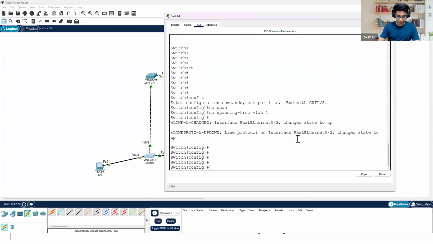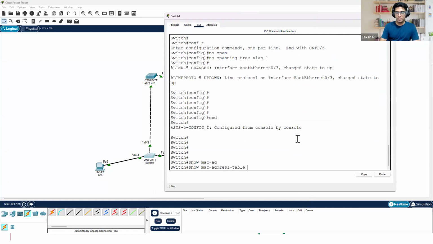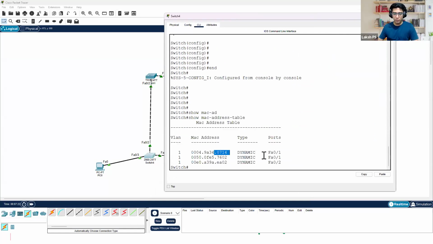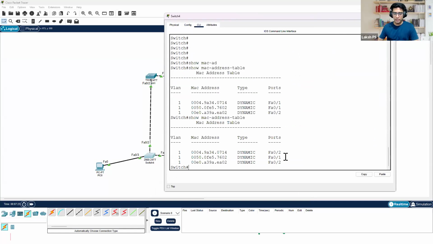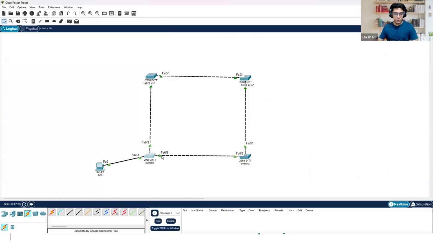Show MAC address table. You can see 714 is currently seen on 0/1. Then again, now you can see it is seen on 0/2. Then again 0/2, 0/1, 0/2, etc. So we can see the same MAC address is seen on 0/1 and on 0/2 as well.